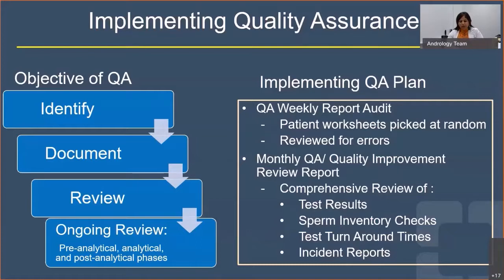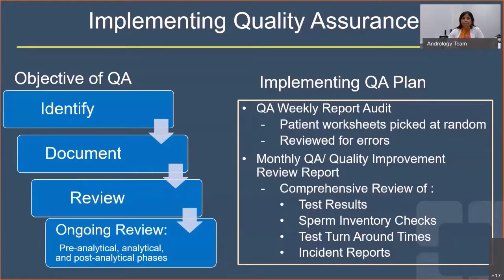So within our laboratory, we have a review that we conduct by doing self-assessment audits. As part of the self-assessment audits, we have a QA weekly report audit, wherein the patient worksheets are picked up at random, and these are reviewed for errors, and then these errors are documented. And I will provide an example as we go further in my presentation. We also have a monthly quality assurance or quality improvement review report, which is a comprehensive review of the test results, the sperm inventory checks, the test turnaround times, and also review of the incident reports.